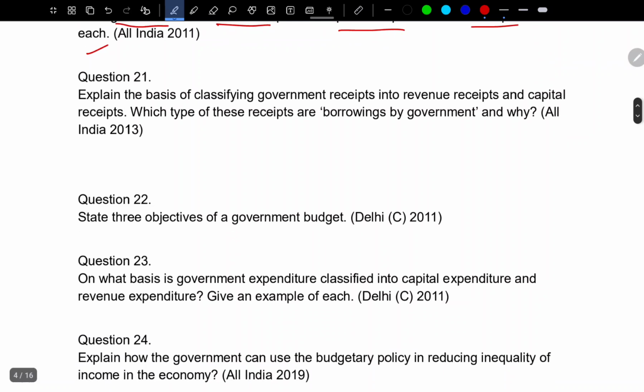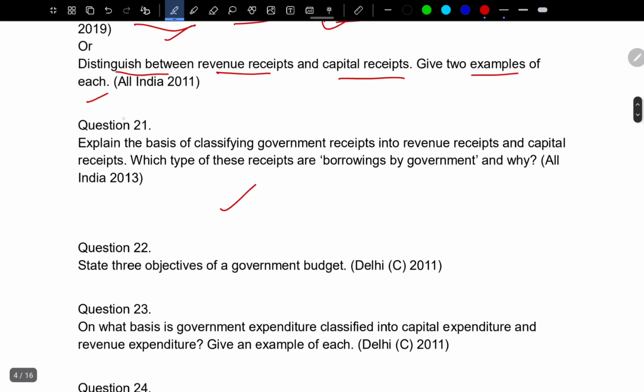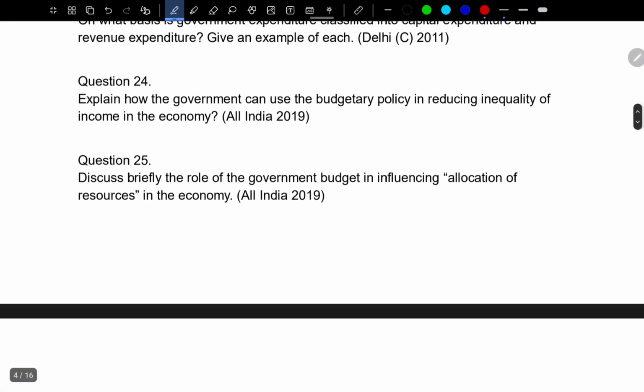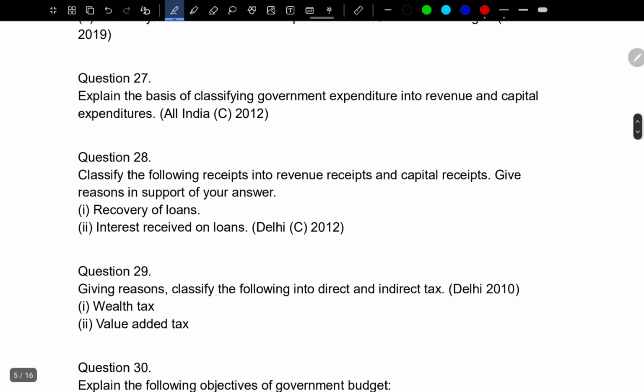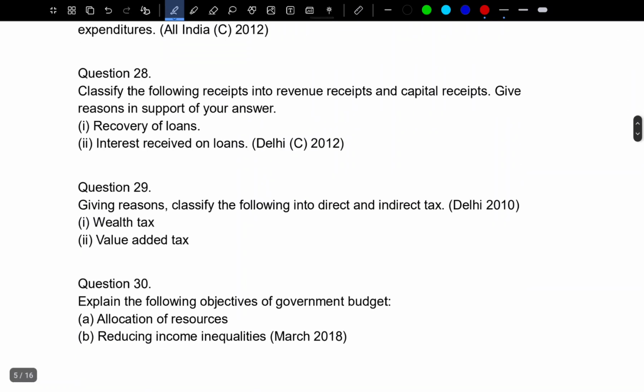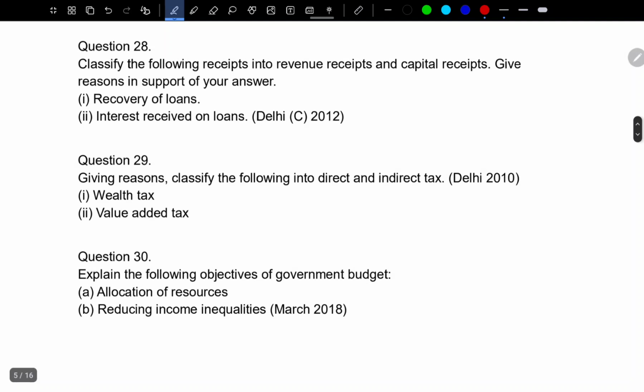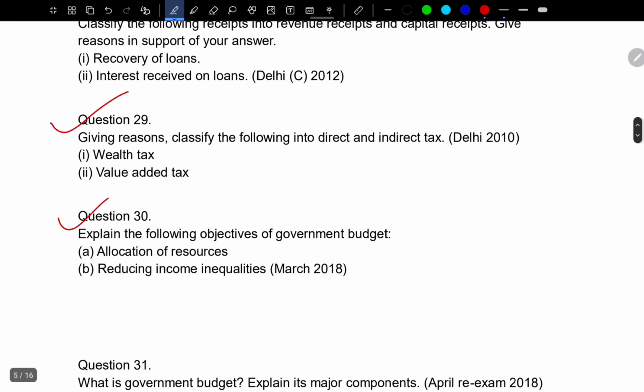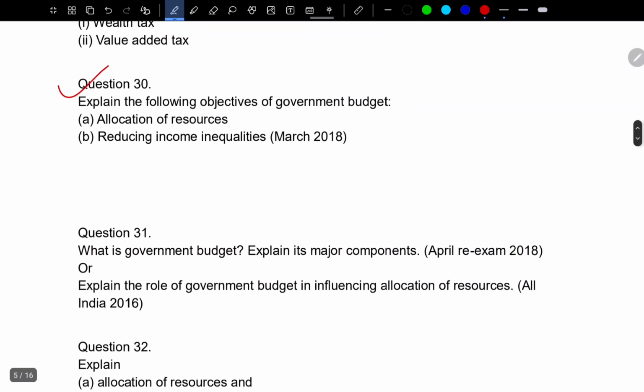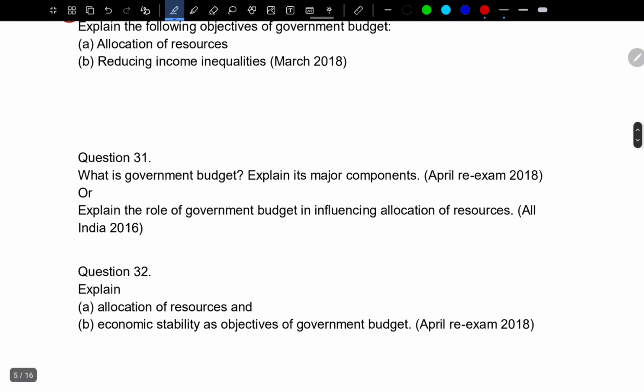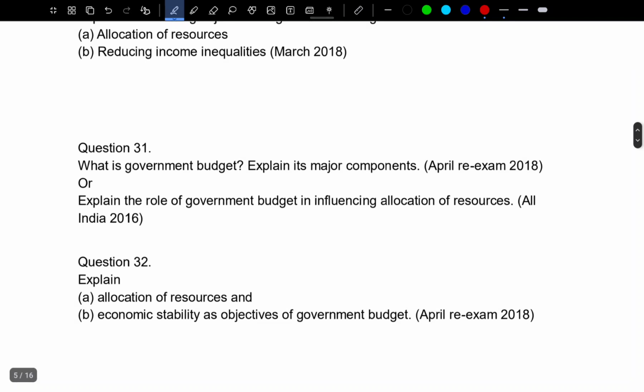Question number 21. Just like these, I have included all the important questions that have been asked in the class 12 board examination in the last 10 years. So you have to go through all these questions and answer them in your notebook, and after answering you can check your answers with the notes I have provided in the description link.